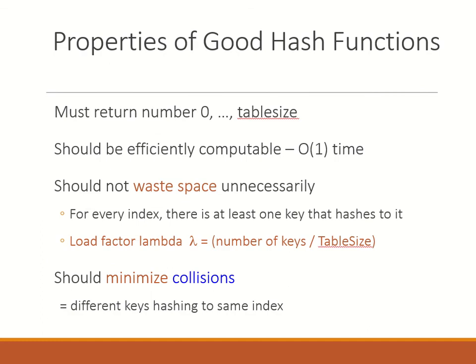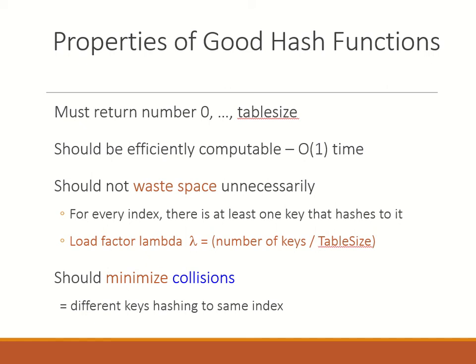Then, properties of a good hash function. We know it should always produce a value ranging between 0 and the table size minus 1, which means it should always produce an index value within the range of indices.